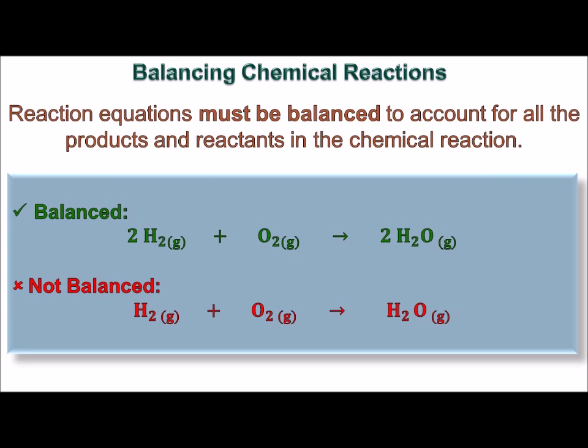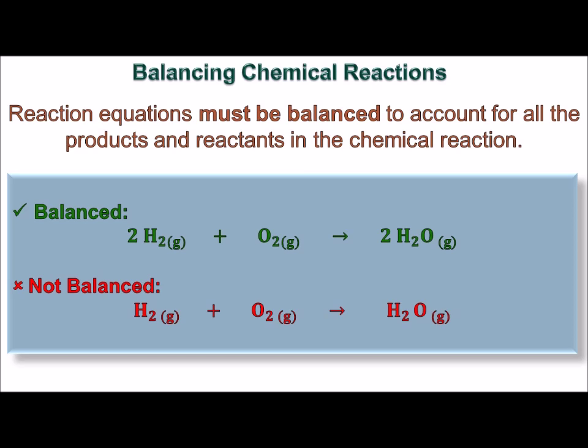The most important step in chemical reaction calculations is balancing the chemical reaction equation. Reaction equations must be balanced to account for all the products and reactants in the chemical reaction. Here is the chemical equation for water as an unbalanced and balanced equation. In the unbalanced equation, there's an unequal amount of oxygen atoms on the reactant side compared to the product side of the reaction equation. Placing a coefficient of 2 in front of the hydrogen and water molecules balances the reaction equation. A coefficient in a chemical reaction indicates the number of molecules.